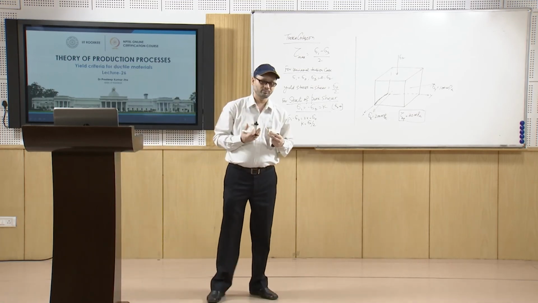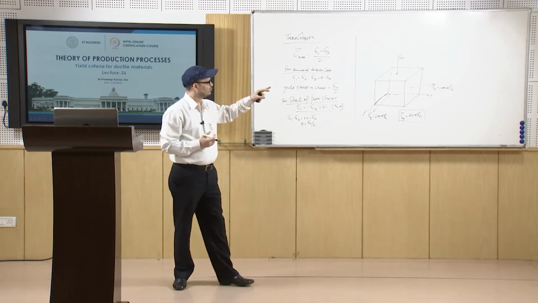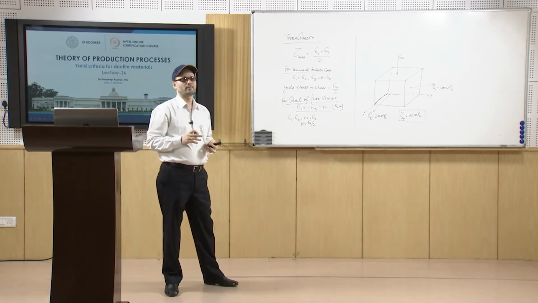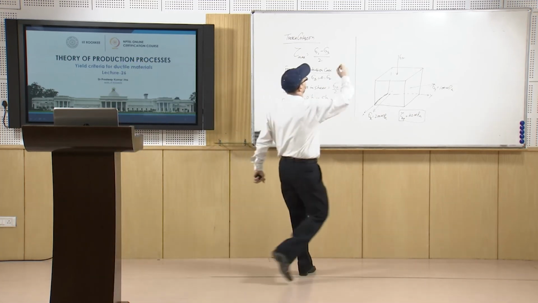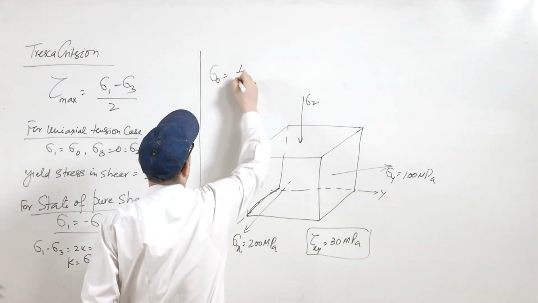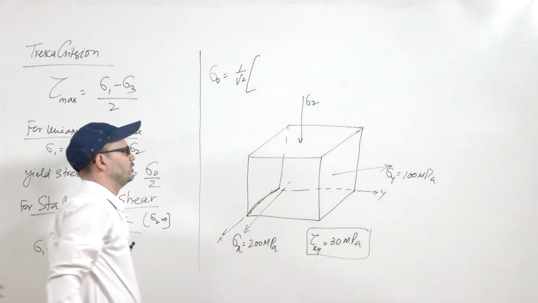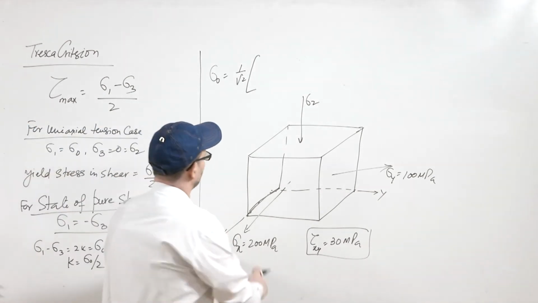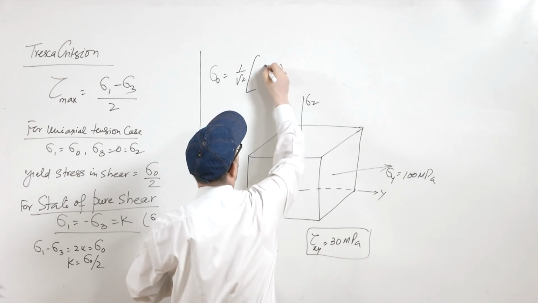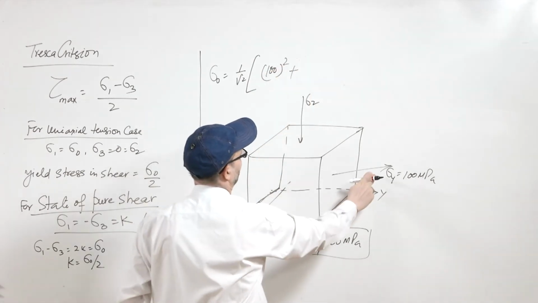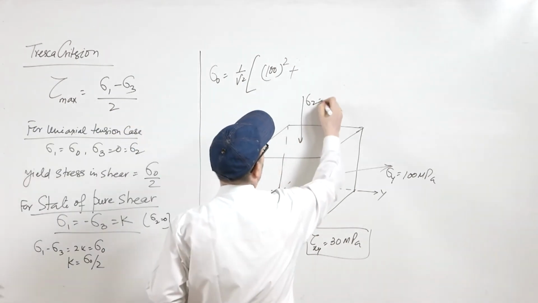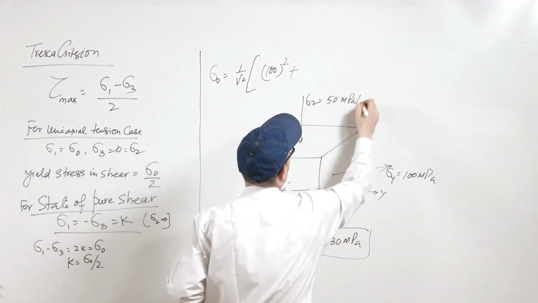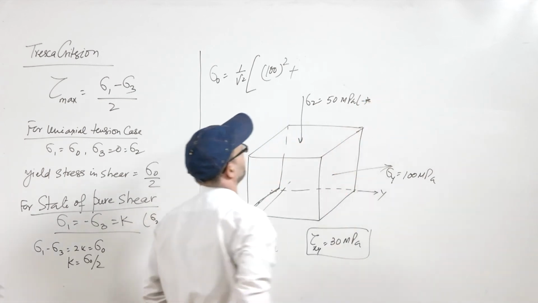Sigma naught value, according to this you have to find what it comes to. So you can find it by 1 by root 2. So you will find sigma naught as 1 by root 2, and then you will use sigma x minus sigma y. So this is minus 100, so 100 square, plus sigma y minus sigma z. So sigma z value is given as 50 megapascal, and this is given as negative. So that is why it will be minus 50.